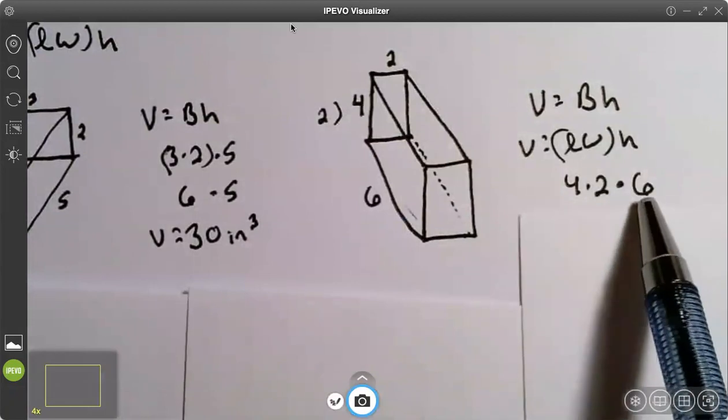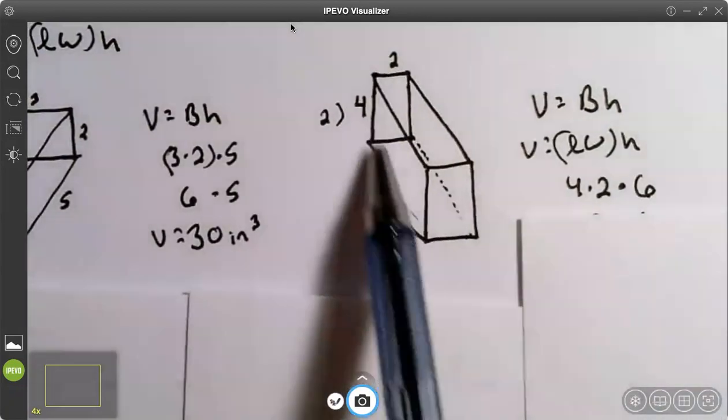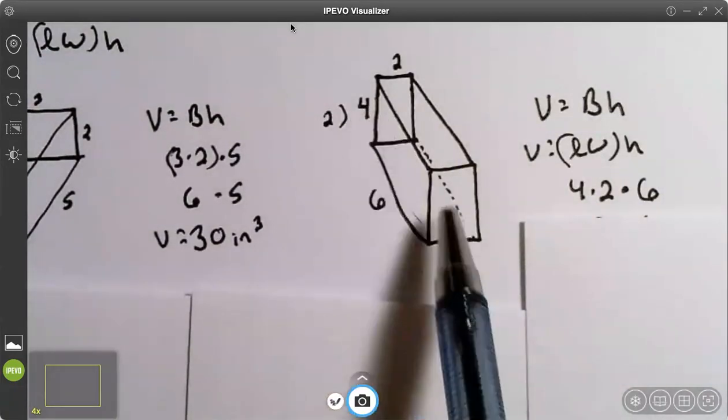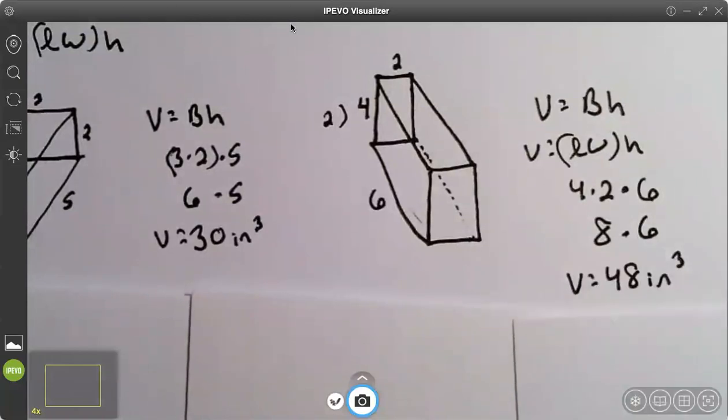To get the volume, it's one more multiplication. You multiply it times the height or depth of the prism, the distance between the two rectangular bases. So in this case, my area is 8 of the base times the height of the prism, 6, and I get volume, which is 48 cubic inches. Big BH becomes LWH on rectangular prisms. It's 3 measurements, length times width times height.